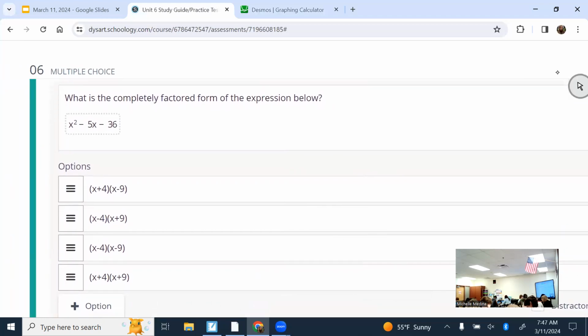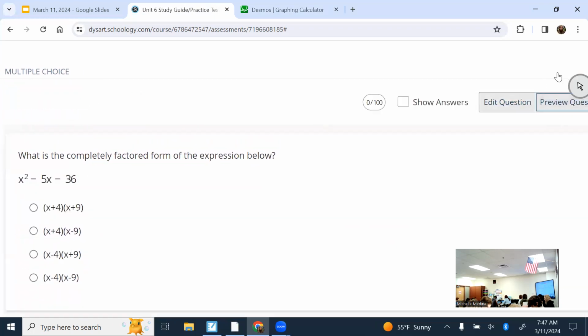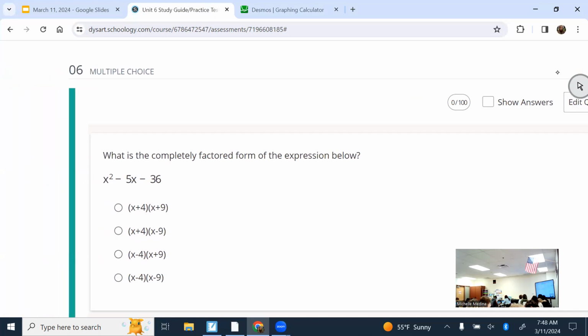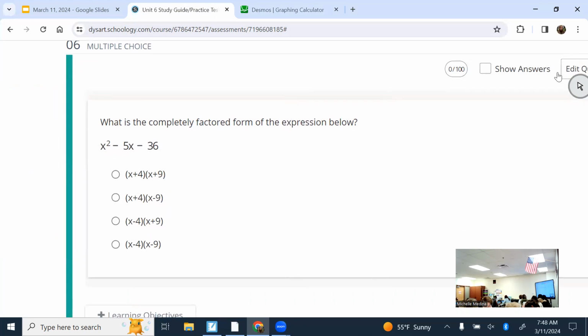Number 6. So what is the completely factored form of the expression below? We have not yet taught you how to go from standard to factored. We showed you how to go from factored to standard. So what you'll have to do is multiply all of these out and see which one matches your original. Okay, so you could FOIL, you could double distribute. What do you guys like better?